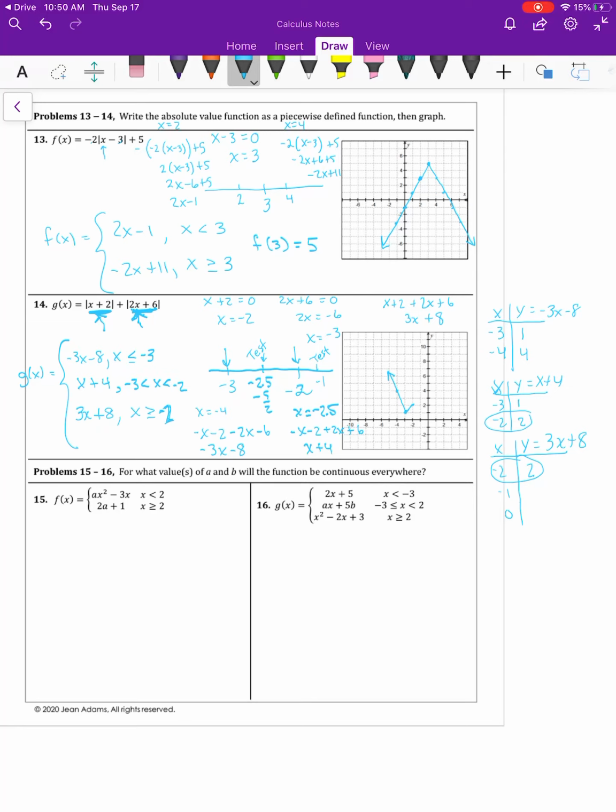Negative 3 plus 8 is 5. And this is 8. So let's go ahead and graph that. So we said that they share that negative 2, 2, negative 1, 5, 0, 8. And so that's supposed to be straight. I'm having a little bit of trouble drawing a straight line there.